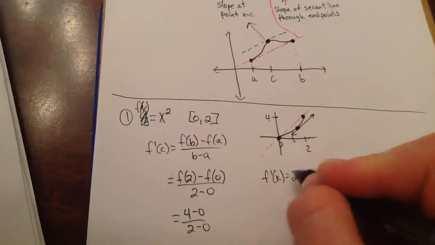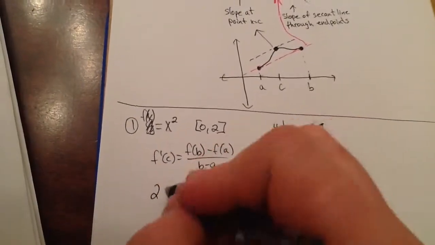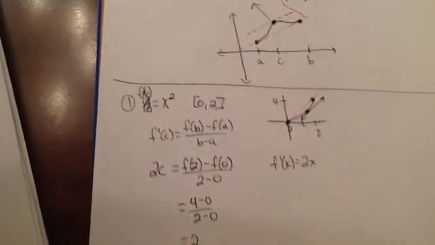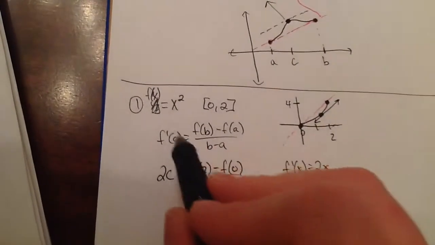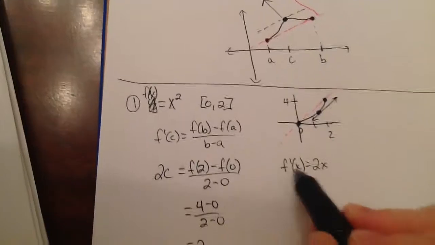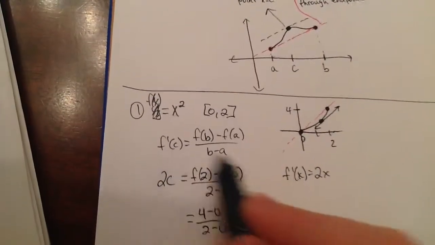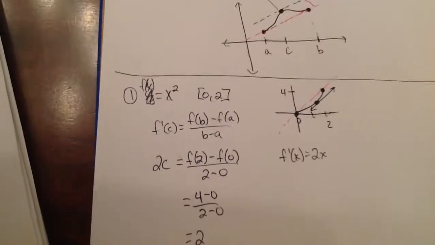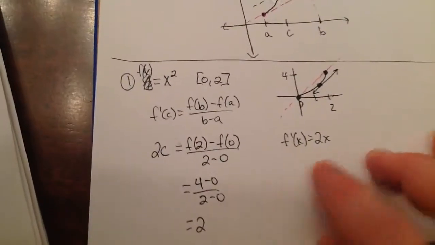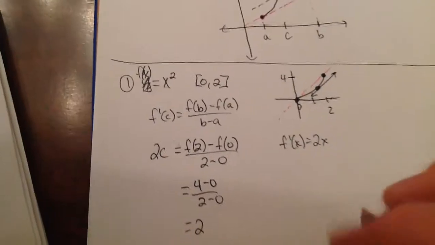So here's my derivative. My derivative is 2x. Instead of x, you can put x or c, it doesn't matter. Just as long as you see that if the derivative is 2x and I plug in c for x, I get 2c, same thing. Or just leave it as 2x, whatever. Because that's what you're solving for. Okay.